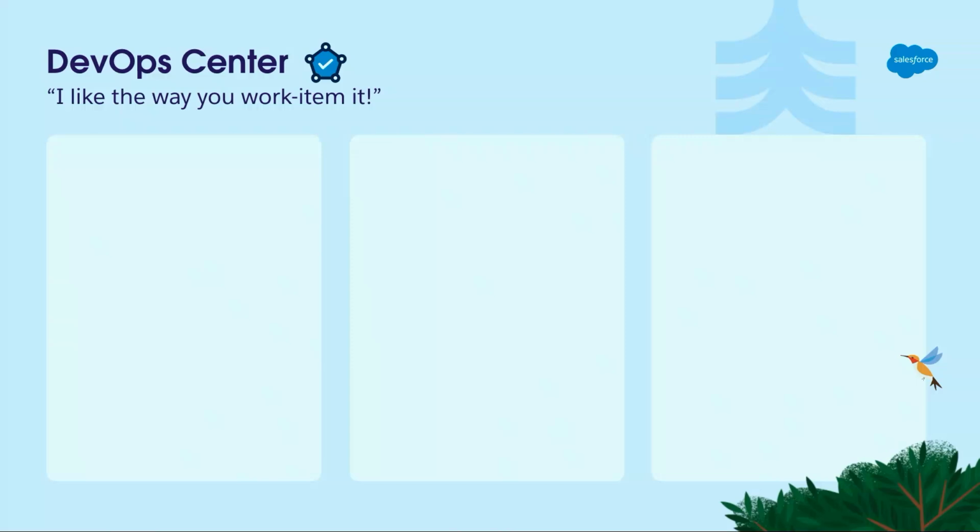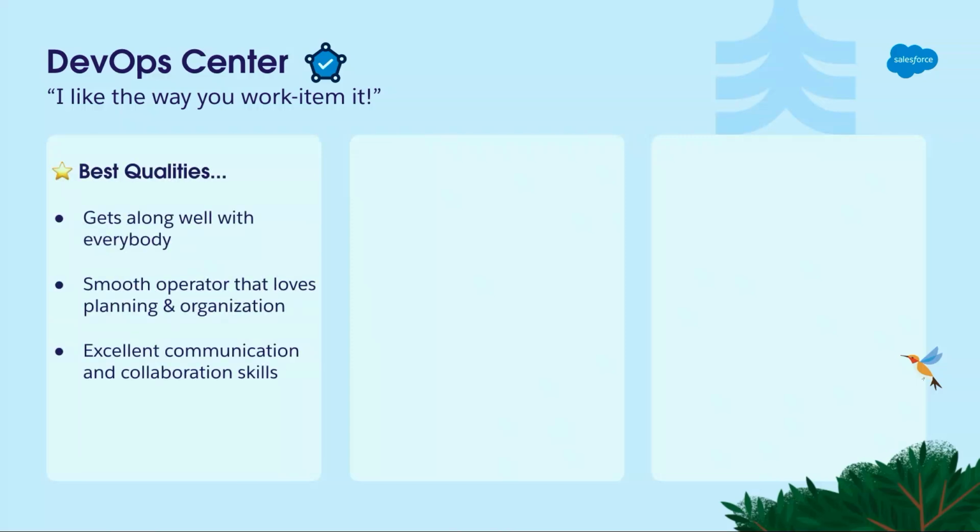So DevOps Center, this is the dating truth. Tagline is, I like the way you work item it. That's because some of the best qualities of DevOps Center include getting along well with everybody. DevOps Center starts with this idea of projects and work items where pro code and low code developers and also admins who maybe are used to pushing things with change sets, everybody can actually work in the same development pipeline.